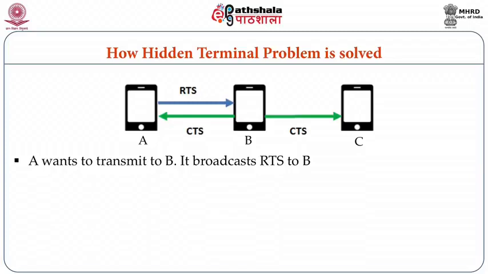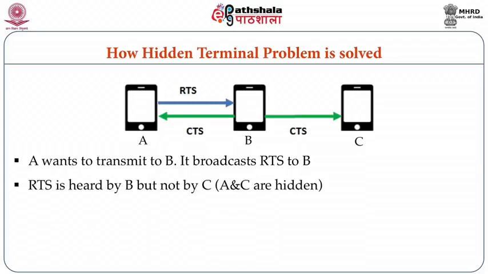It broadcasts RTS to B. I am laying emphasis on broadcast. Broadcast means that when a device broadcasts something, all the devices which are in its range hear that particular transmission, since this is a broadcast medium. So A broadcasts RTS to B. This RTS is heard by B but not by C. A and C are hidden from each other.